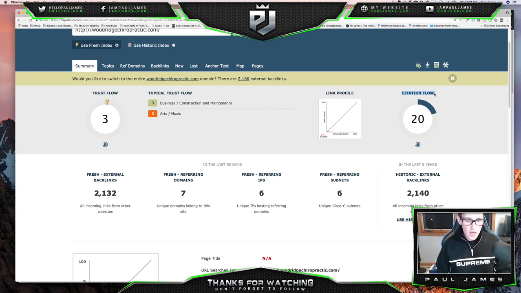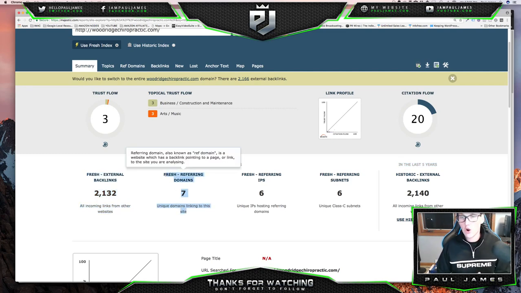So what I look for in these 2 metrics is how close together they are. If they're really far spread apart, it's safe to say that the backlinks that they do have are low quality. So like right now, trust flow is at 3, citation flow is at 20. They're super far apart. I can safely say that their backlinks are really low quality. So I may not even need as many backlinks as they have. If I just went and got some higher quality backlinks, then I'm probably going to be pretty safe.